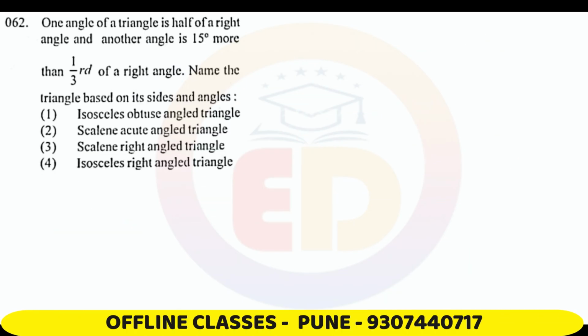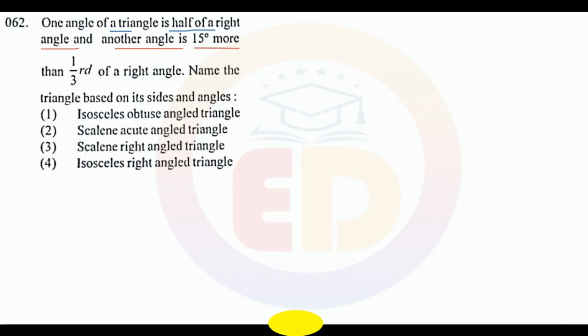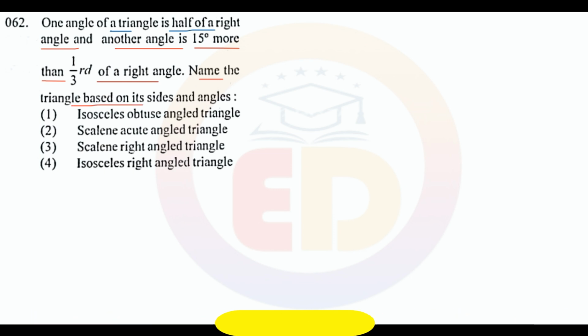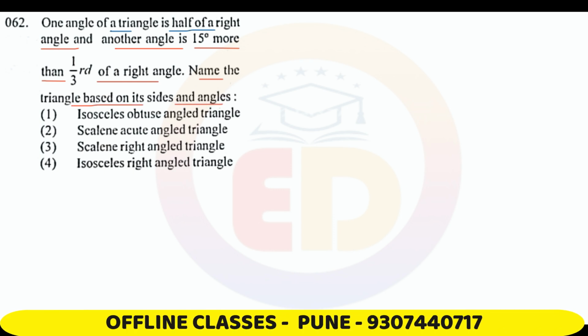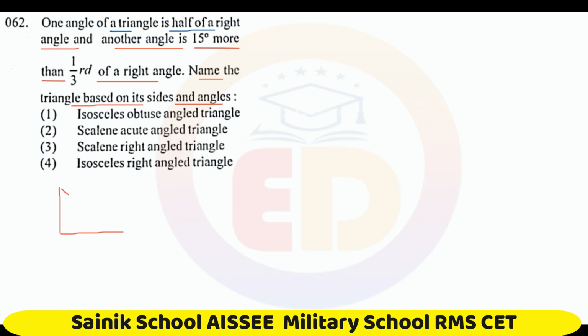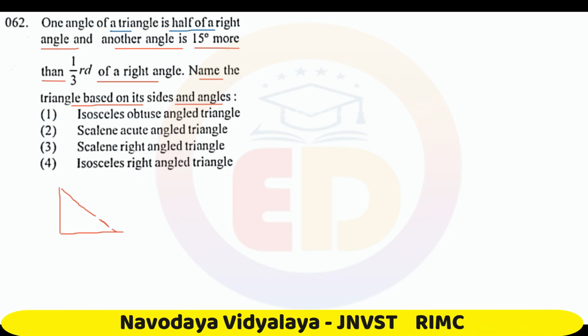Question number 62. One angle of a triangle is half of a right angle and another angle is 15 degree more than 1/3 of a right angle. Name the triangle based on its sides and angles. So when they say a triangle and they are giving some angles, then remember the angle sum property of a triangle, which says that sum of 3 angles of a triangle should be 180.